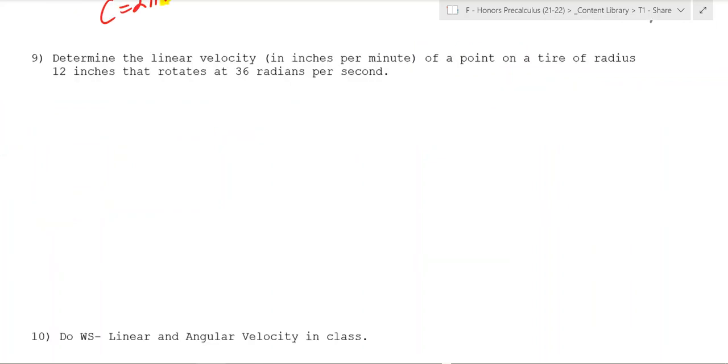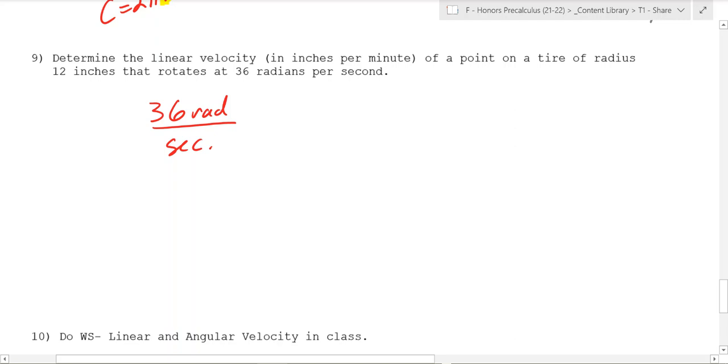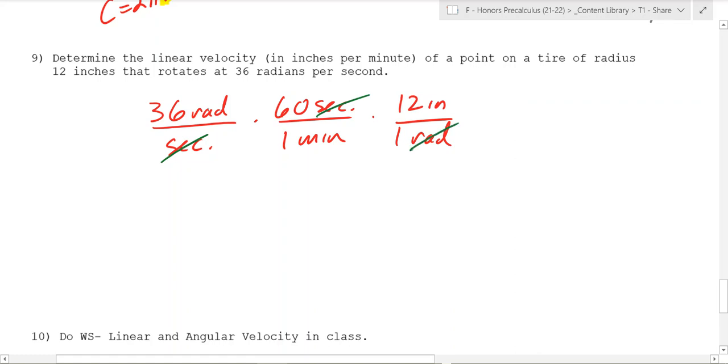So now let's determine the linear velocity in inches per minute of a point on a tire of radius 12 inches that rotates at 36 radians per second. So that means you have it rotating at 36 radians per second. Okay. And then there are 60 seconds in 1 minute. And then there are 12 inches in 1 radian. So those are all things that allow us to cancel seconds here, and then radians here. And then what are you left with?